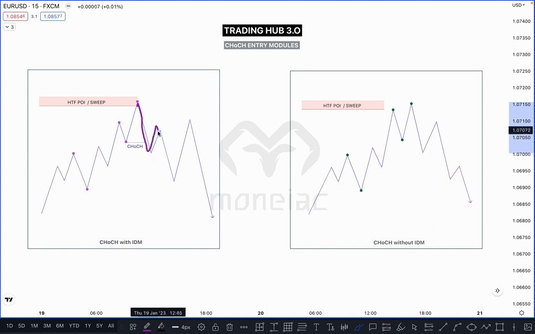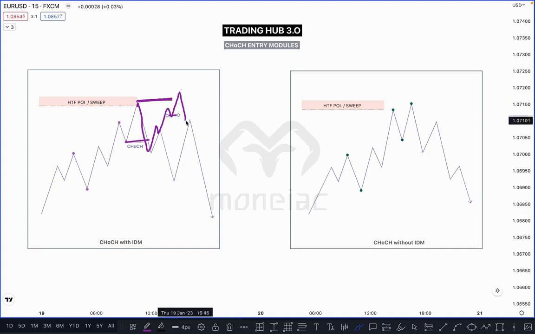Sometimes the market continues higher and breaks this one. Then you have to wait for another change of character. This is not a change of character; this becomes our inducement, because the market did not create any inducement here. Once the market breaks the previous high which is here, and then breaks this low at this point, this becomes our change of character, and this entry is still valid here.